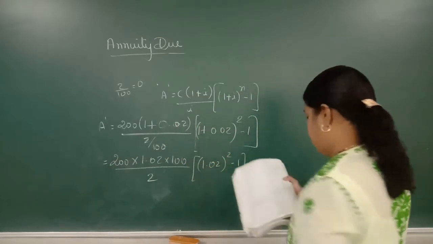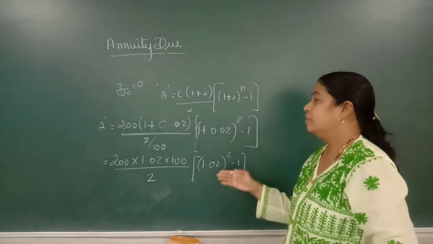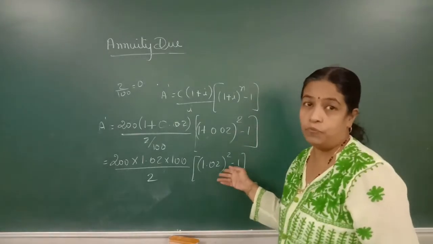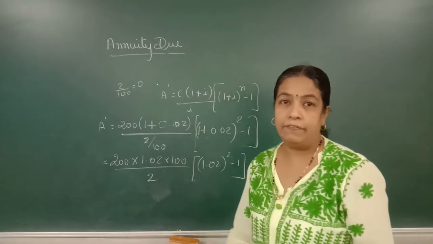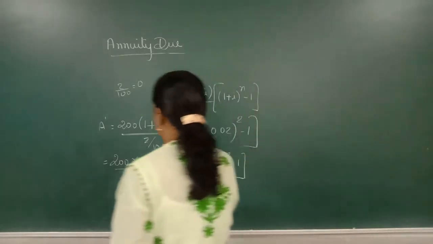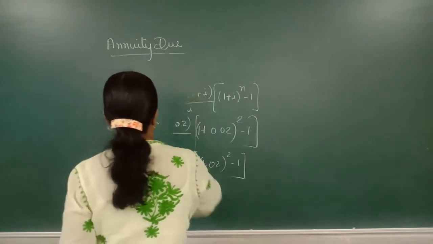This value will be given to you. It is very easy. Therefore, it is given as 1.0404. And you have to put the values, calculate it, and find out the answer. Next sum.